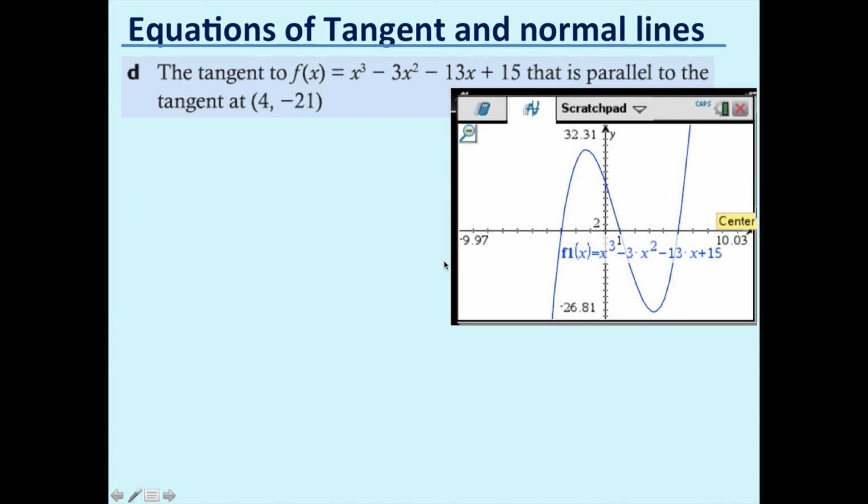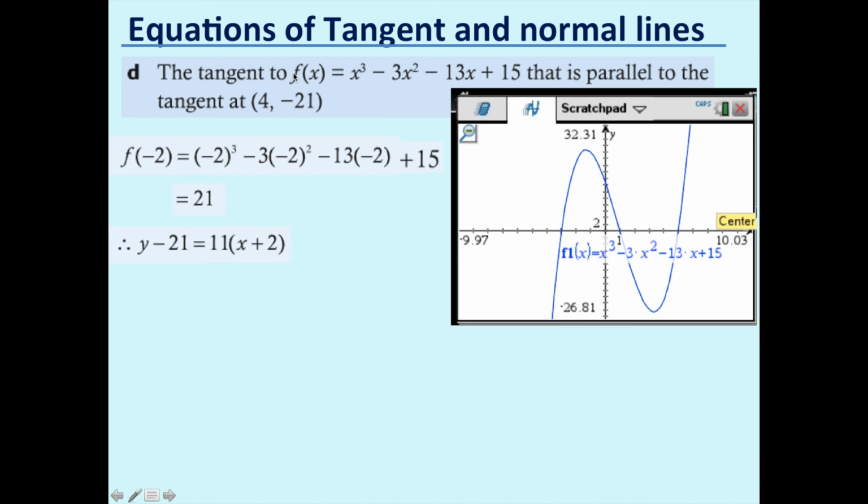So once we've got that, then we can find the y-coordinate at negative 2 just by substituting it back into our original function, which is going to give us a y-coordinate of 21. Now we're just going to substitute that into the same equation that we've been using earlier, y2 minus y1 equals m(x2 minus x1). And again, with the y-coordinate we found here, we've already got the gradient, which is 11, and the value of x2, which is 2.